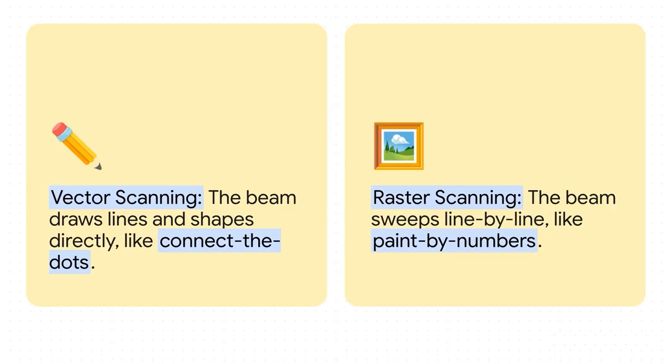Well, this slide shows the two big ideas perfectly. On the left, you've got vector scanning. It's literally connect the dots. The electron beam just zips around, drawing the actual lines and shapes of your image, one after another. On the right, there's raster scanning. This is more like paint by numbers. Here, the beam sweeps across the entire screen, top to bottom, line by line, just turning on and off at the right spots to create a grid of pixels.